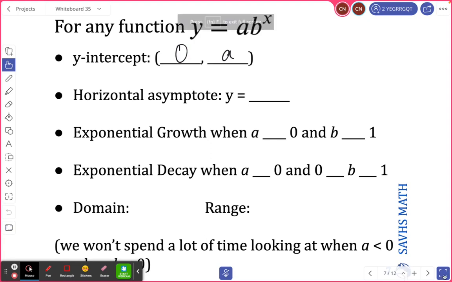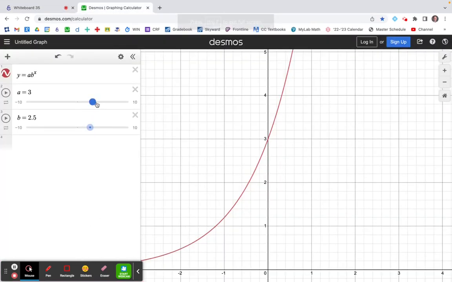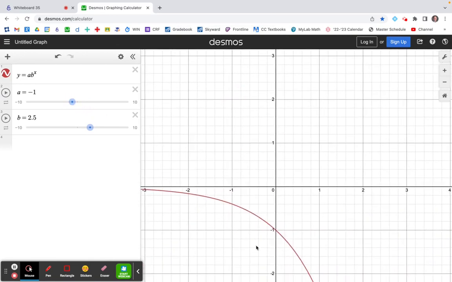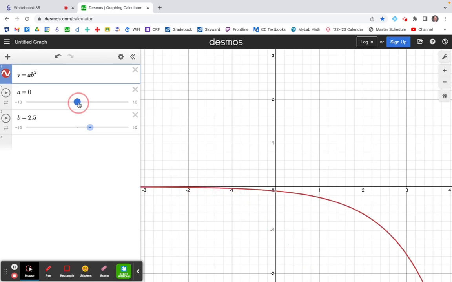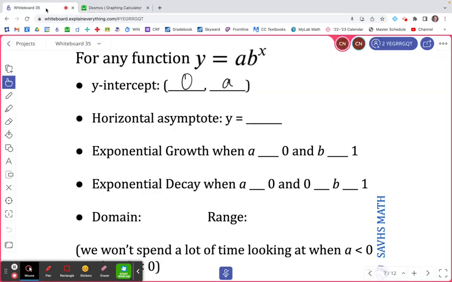And so I'm going to look at that again and just make sure. So if I change A to -1, see how it crosses at -1 then? That shows me that a negative value and a positive value, no matter what it is, that A value tells me what the y-intercept is. So that's great. All right.